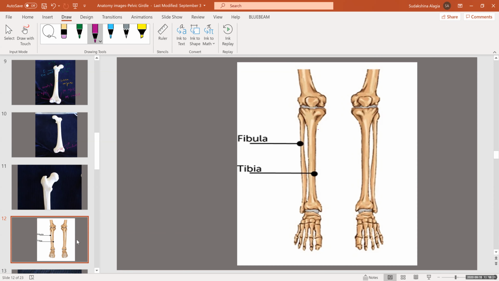So tibia is the medial bone. Fibula is the lateral bone. So you're looking at the right leg, you're looking at the left leg. If you remember that, then the malleolus becomes easy. So our ankle, if you feel your ankle, there is a flat lateral surface and a flat medial surface. That's basically what the ankle feels like.